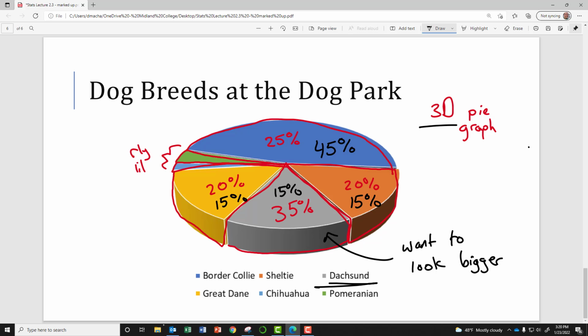So anyways, it's a good rule of thumb. It's a good practice to just say no to 3D, right? So even though it looks nicer, it's a little bit misleading to use these 3D pie graphs. Just use the 2D pie graph instead. All right.